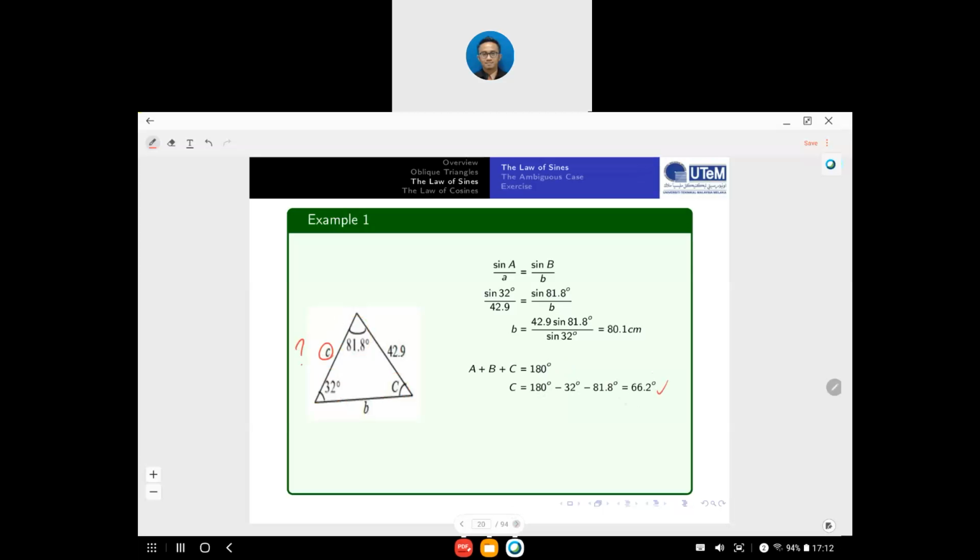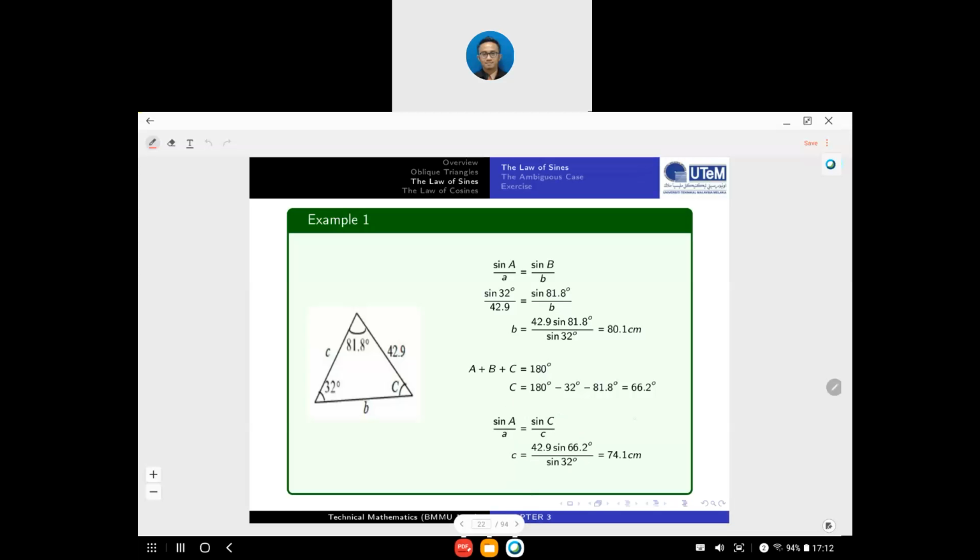By using law of sine, we can get sine A over A equal to sine of angle C over length C. So we can get the value of C here, whereby C equals 74.1. So make sure you find all the angles. Now you have all the angles and all the lengths. B you already have, and C you also got. So that is the answer for example 1.